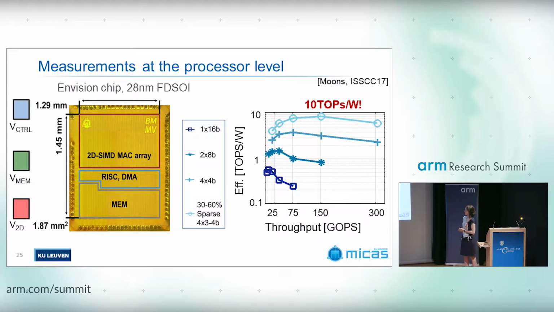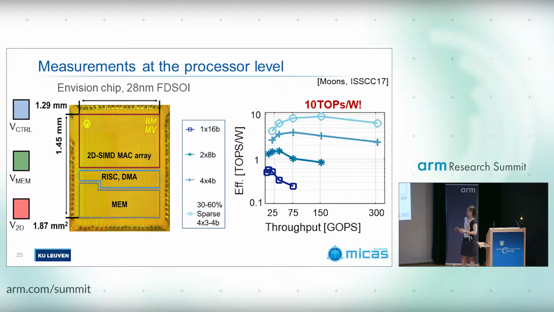So this is the die chip, the photograph of the die. It is taped out in 28 nanometer FD-SOI. We termed it the Envision chip. And what you see here is the efficiencies of this chip in these different operation modes. Always plotting throughput, how many operations per second I can do, as a function of its efficiency, how many tera operations you can do per watt.